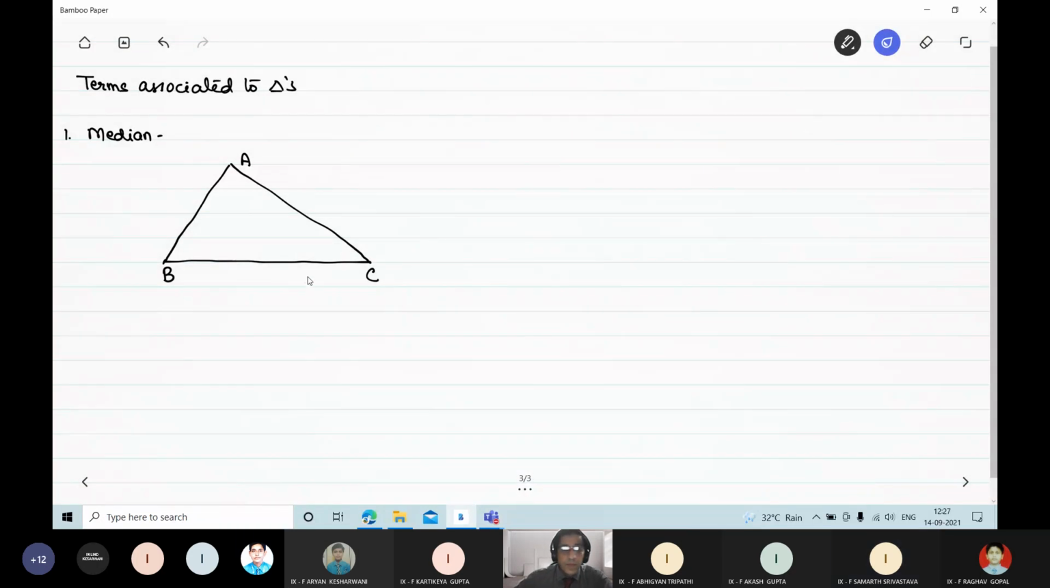Now, what is the median? In a triangle, there are three sides. If you take the midpoint of one side, let's say I'm taking the midpoint of BC, writing it as D, that means BD is equal to CD. And you join this to the opposite vertex, which is A. So AD is called the median.